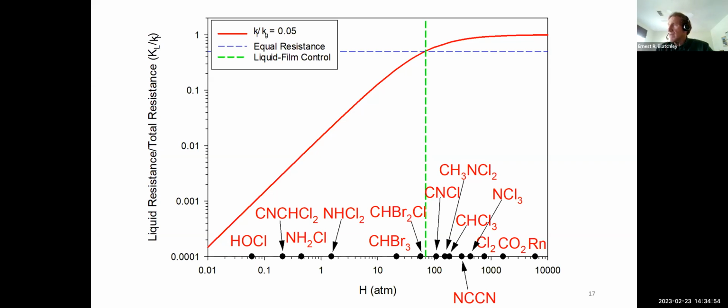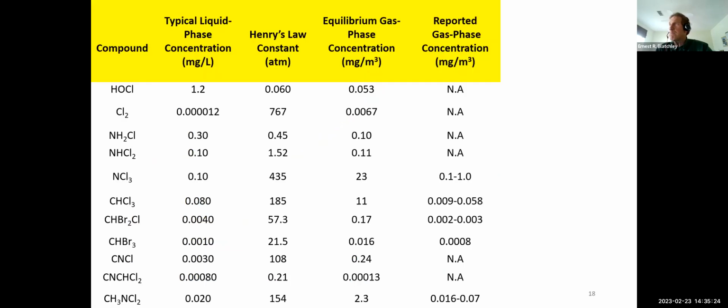So if you look at the list of chemicals that are common in swimming pools, and evaluate their Henry's law constants, what we find is that trichloramine is well to the right of this vertical dashed line where we observe liquid film control. In other words, any compound located to the right of that vertical green dashed line is going to be dominated by liquid film control. But we also see that CO2 has this relatively large Henry's law constant, so we expect its behavior to be very similar. And in fact, it is.